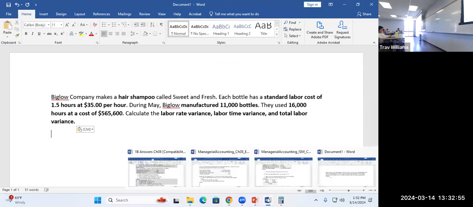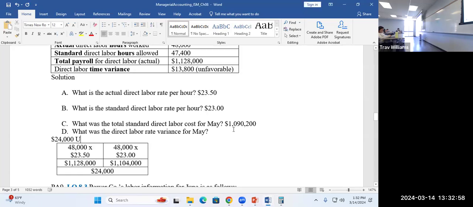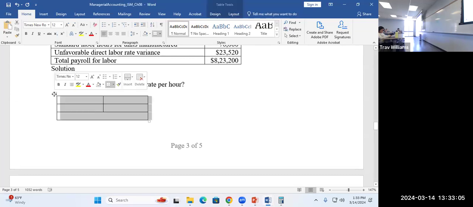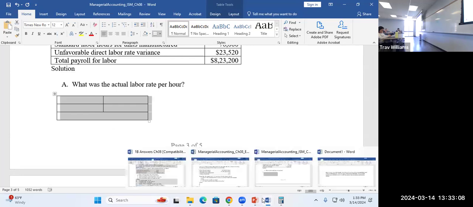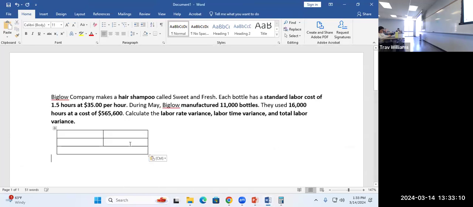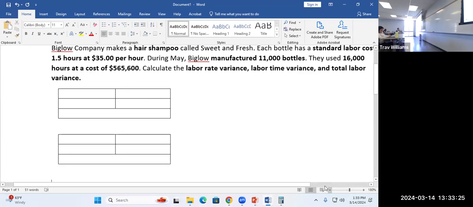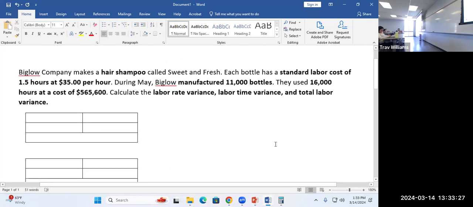You can go ahead and start working on this. See how far you get, but I think you will find it useful if you do use some of these tables like this one. Because you can use one for the rate variance, one for the time variance, and then you can add the totals together to get your total variance. All right. Go ahead, work together, see if you can find the answers here for this one.